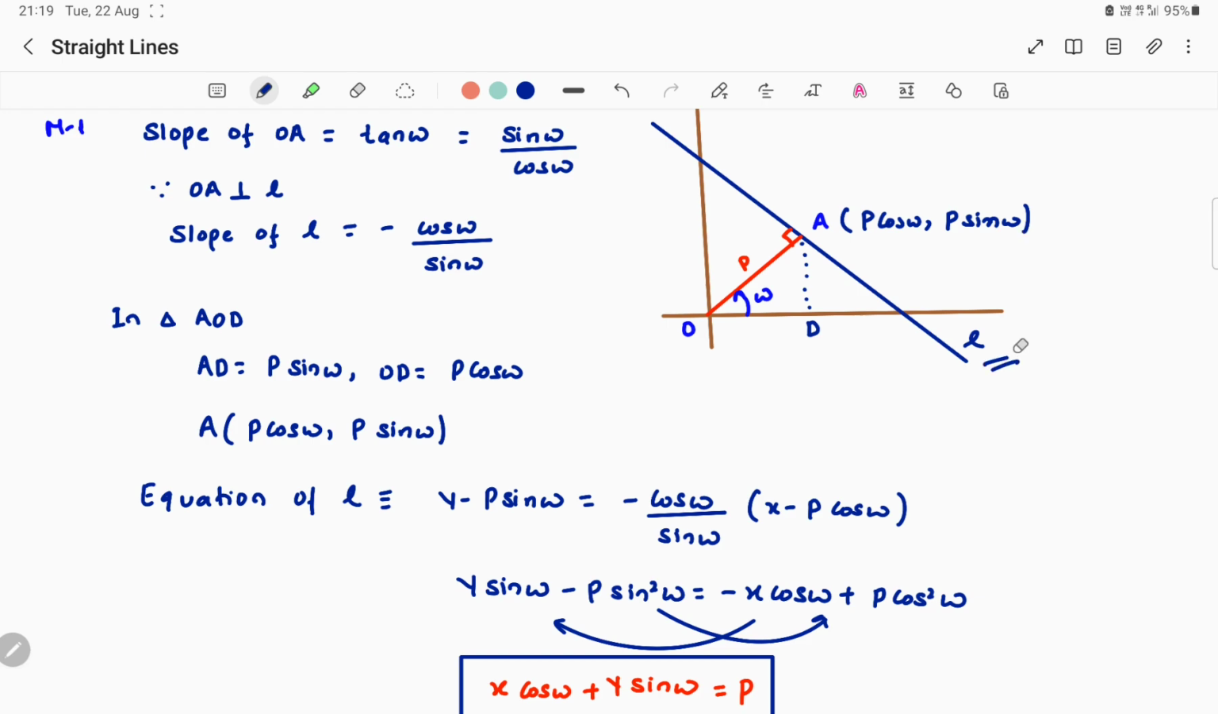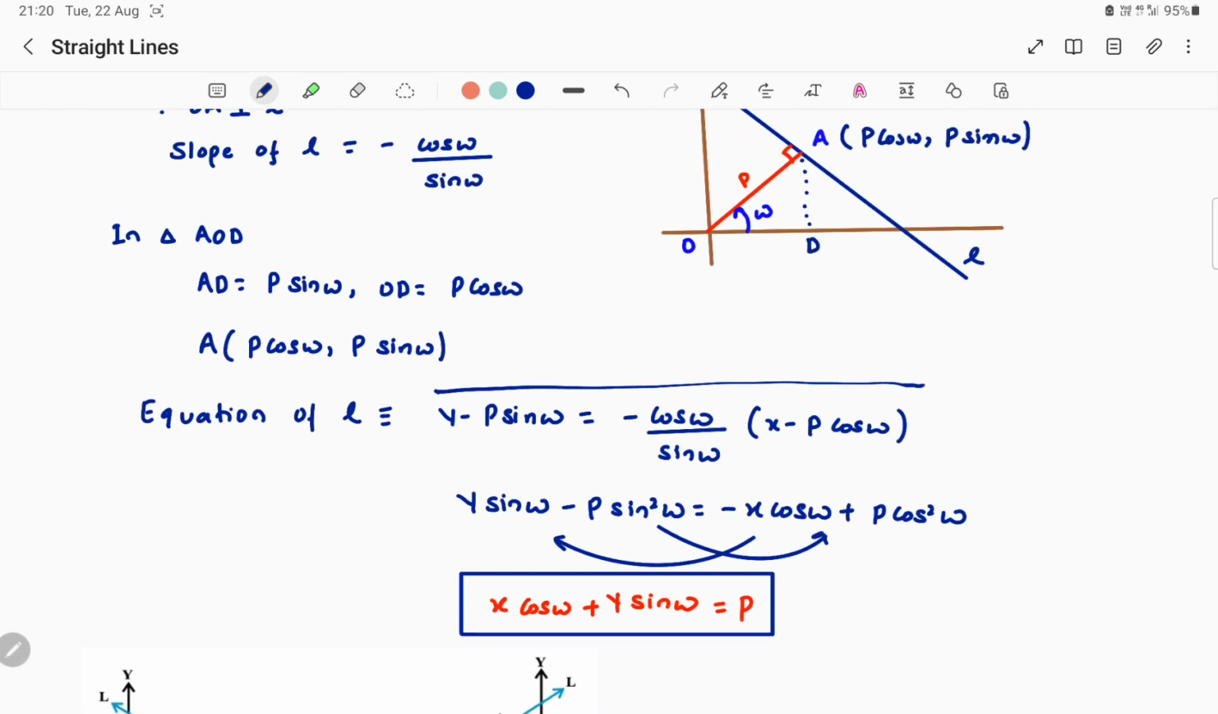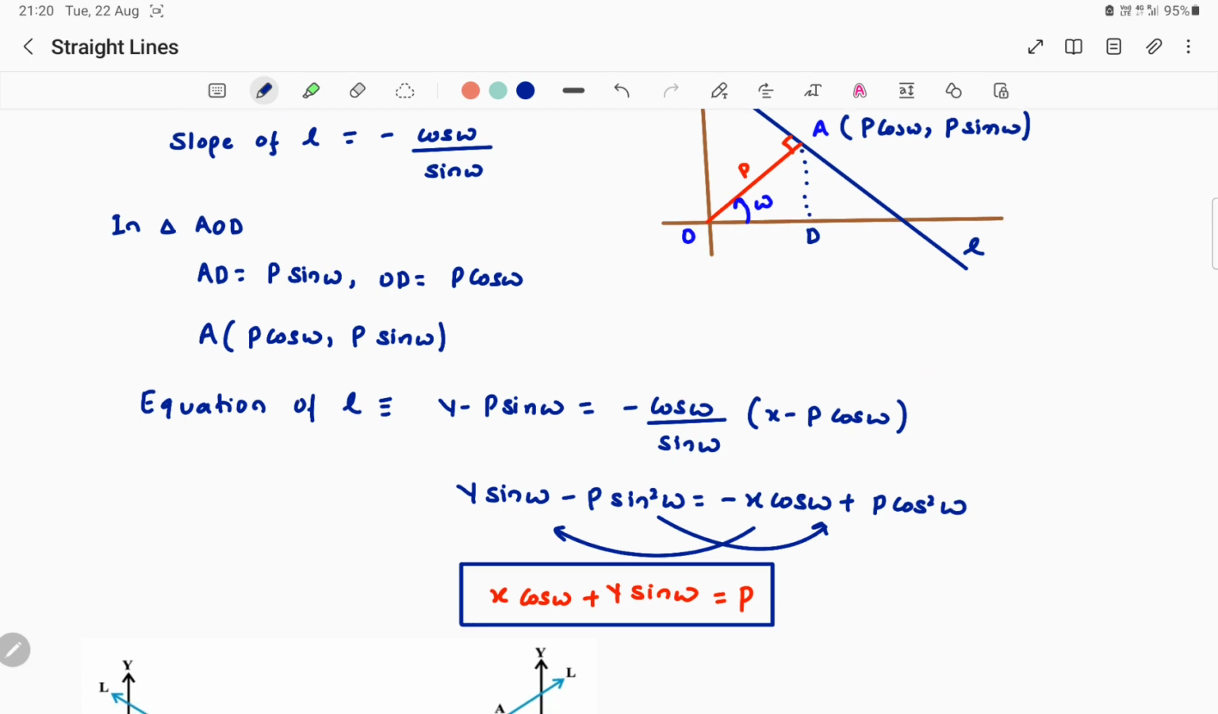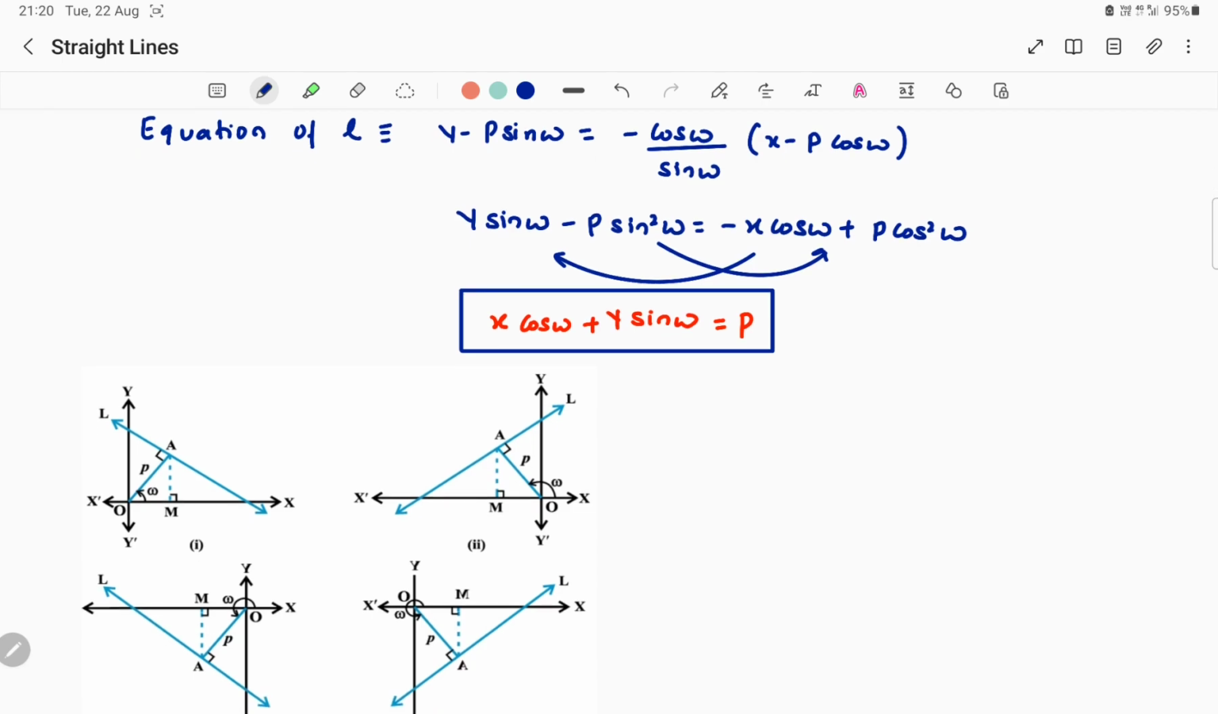Now when you concentrate on the line L, you have the slope and also a point, isn't it? So you can use the slope point form and write the equation as y minus y1 is equal to m into x minus x1. Do simplifications, multiply and bring terms to the left-hand side. You get y sin omega minus p sin square omega is equal to x cos omega plus p cos square omega. Bringing terms left and right, you get x cos omega plus y sin omega is equal to p. So remember that the normal form is x cos omega plus y sin omega is equal to p.